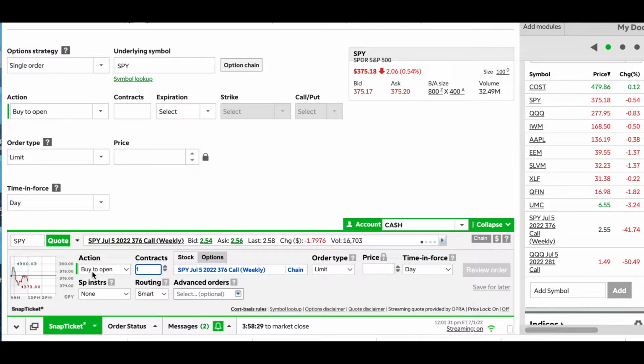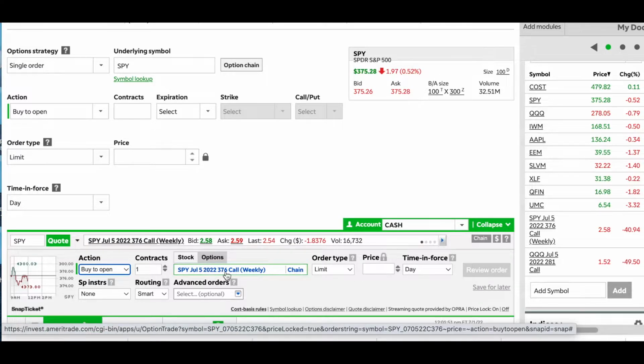We buy to open. You have multiple choices. You need to make sure you know which one you're doing. Buying to close is not what you want. Sell to open, nope. Sell to close. We'll use sell to close to sell the option, but we want to buy to open. Make sure it is the correct option that you wish.